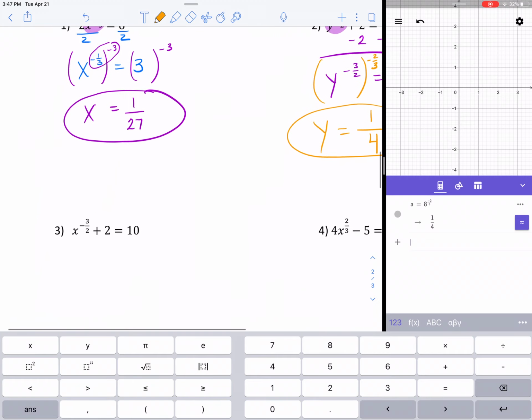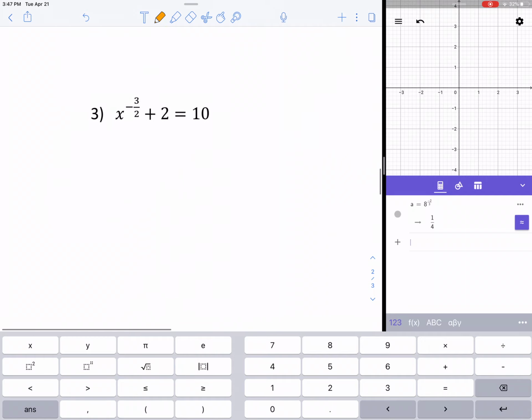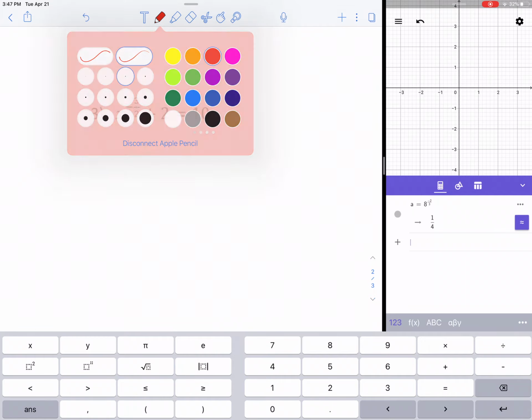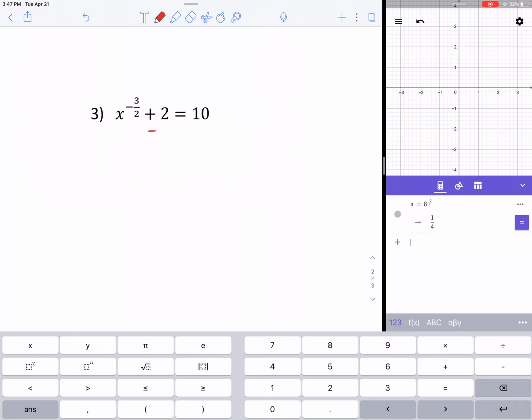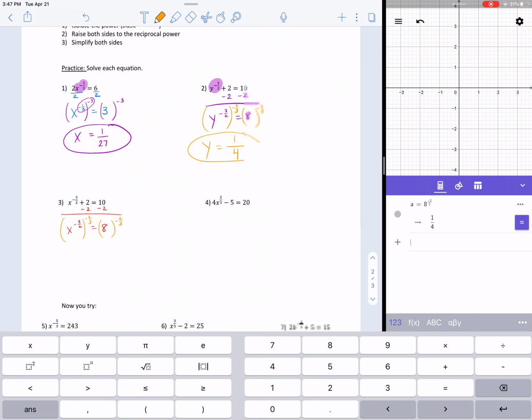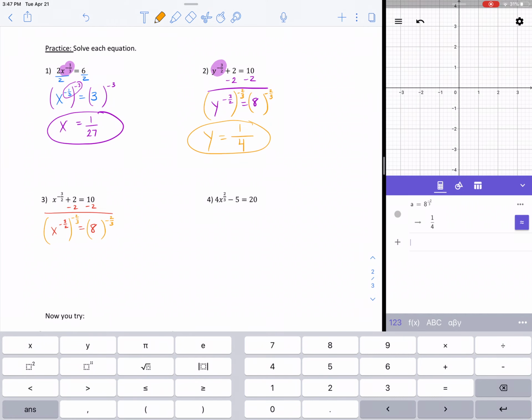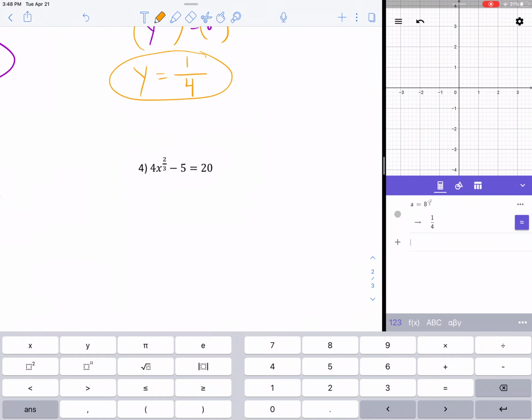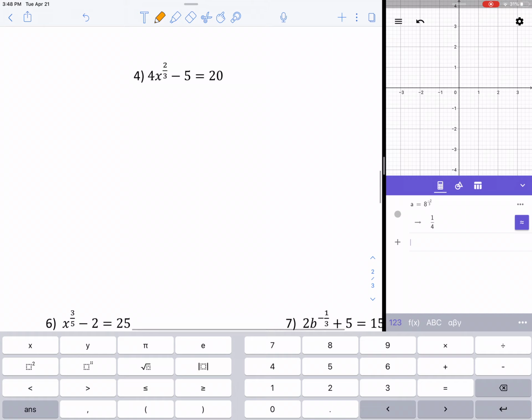Okay, 2 more together, and then you're going to try 3 on your own. What do I have to do on number 3 first to isolate the power? I just have to minus 2 on both sides again. Sorry, that was a little similar. And then both sides get raised to the reciprocal power. What's the reciprocal of negative 3/2? It's negative 2/3. Did I copy the same example twice and I'm doing it twice, like as if it's 2 different examples? I apologize. So we already know the answer there is 1/4. That was dumb.